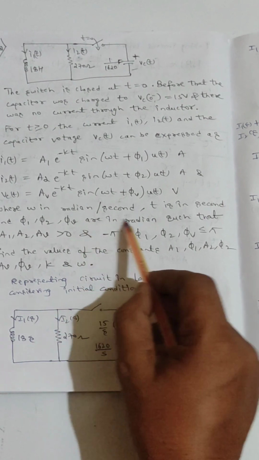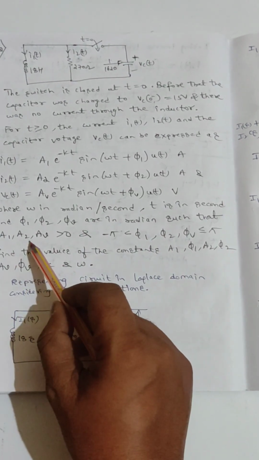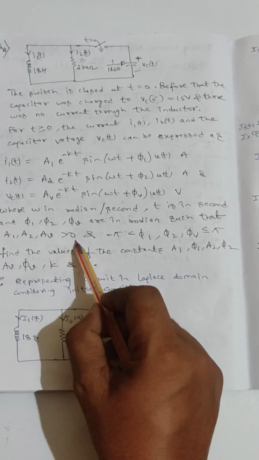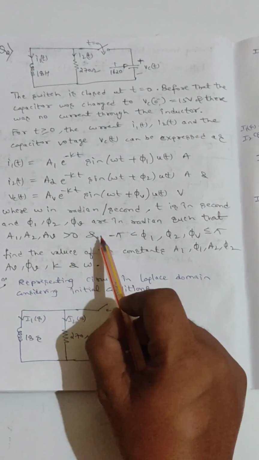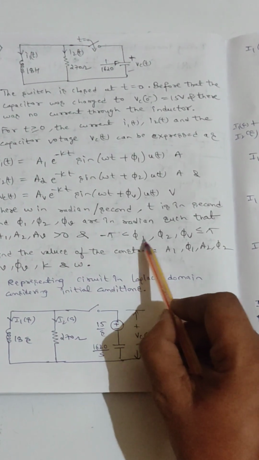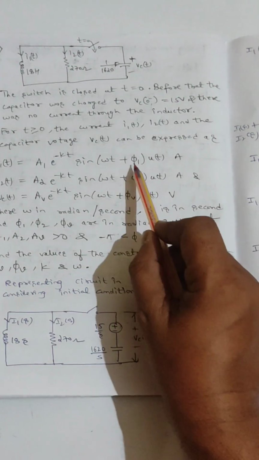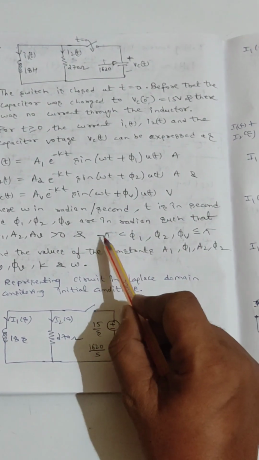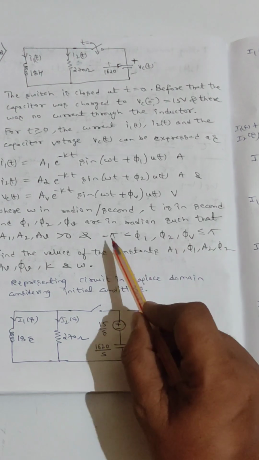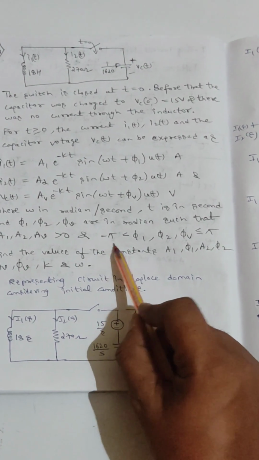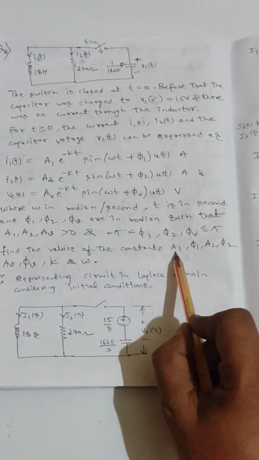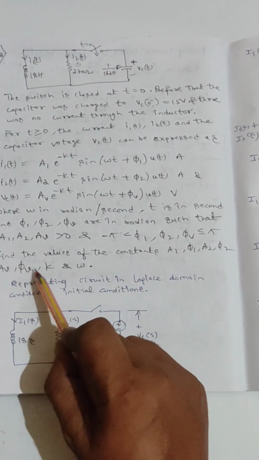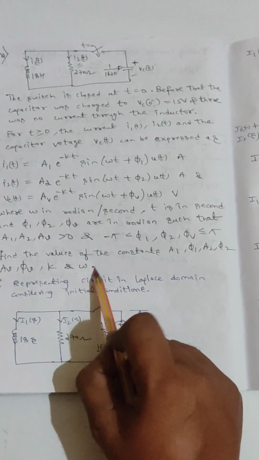Phi 1, phi 2, phi v are in radians, such that A1, A2, AV are more than 0, and the angles phi 1, phi 2 and phi v should lie between minus pi and plus pi, that is minus 3.14 to plus 3.14. Find the values of the constants A1, phi 1, A2, phi 2, AV, phi v, k and omega.